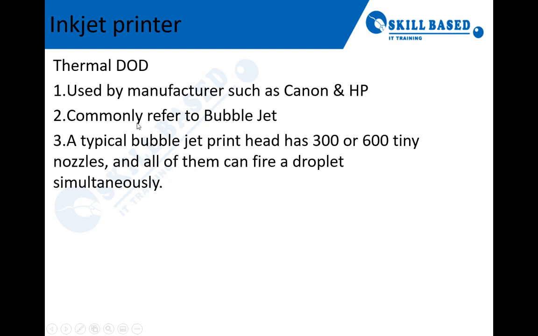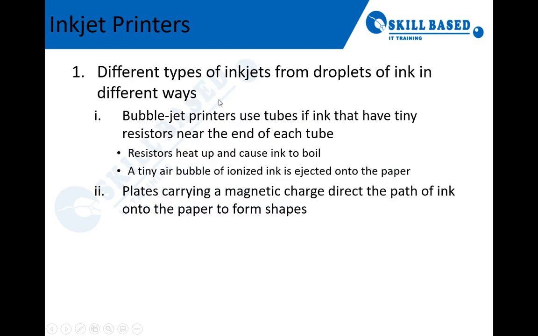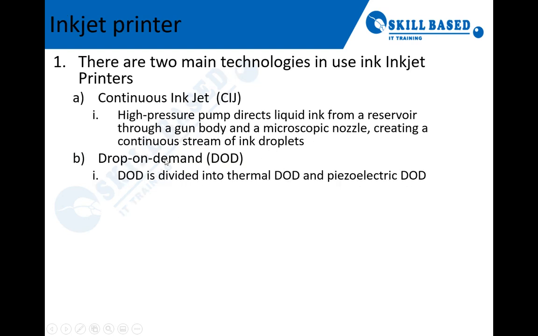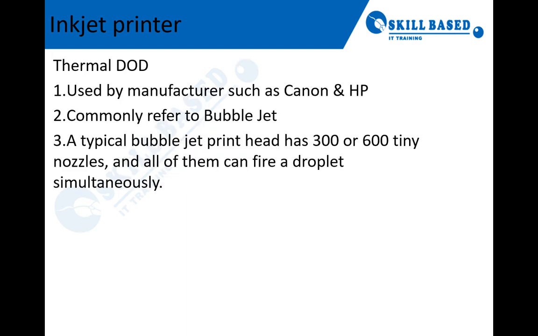We commonly refer to it as the bubble jet. That's why I said bubble jet is one of the types under drop on demand, by thermal. They create bubbles and fire ink onto the paper. So it's also referred to as the bubble jet, and bubble jet is under the Canon series.